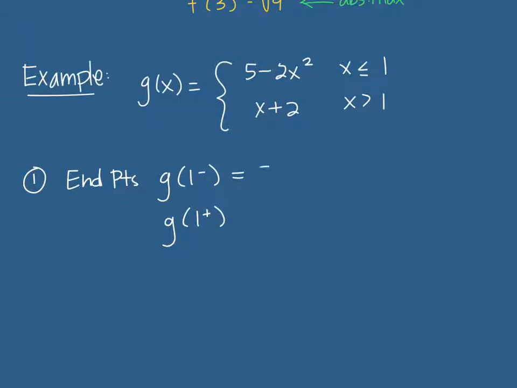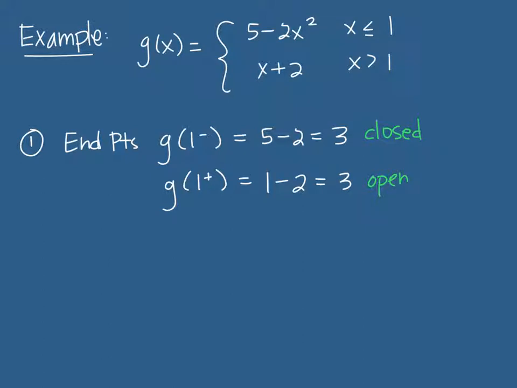G of 1 minus is 5 minus 2. That's equal to 3, and that's a closed value. It's closed because the interval had the less than or equal to bar underneath it. 1 plus, I'm going to get 1 plus 2. That's also equal to 3. So technically that's open, but since both of them have the same value, this is like checking the limits, right? So what do you know about this piecewise function? It's continuous, okay? At this juncture point.